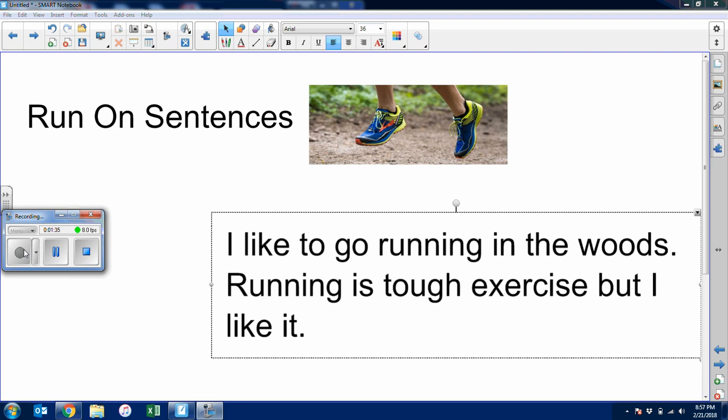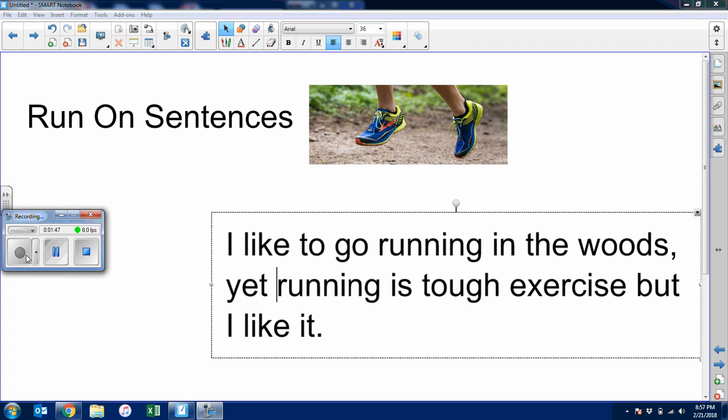To correct this, what I ended up doing was I put a period after the word woods and capitalized running. Now it sounds like, I like to go running in the woods. Running is tough exercise, but I like it. You could also put a comma at the end of that first sentence, and then put the conjunction yet, or you could use the word and, the word or the word but, and make it into a compound sentence. That's completely fine.